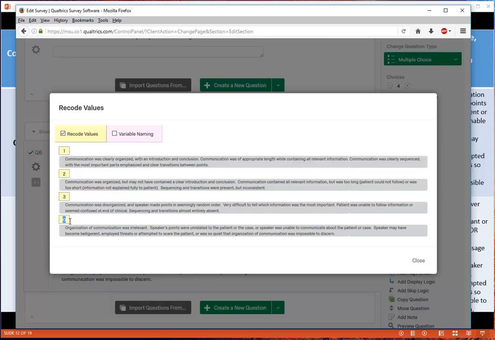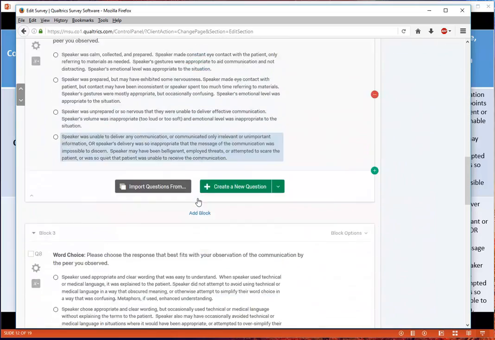It'll go 1, 2, 3, 4, where 1 is always the first response and counting up to the number of responses you have. In my case, I want that one to be coded 3, this one 2, this one should be 1, and this one should be 0. All right, so once you do that, recode values, make sure you pick that for all of your questions.